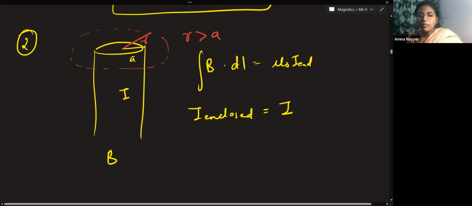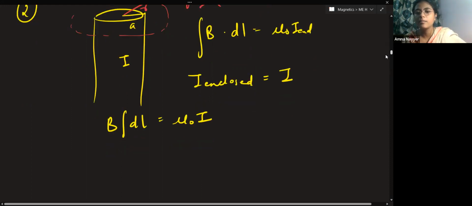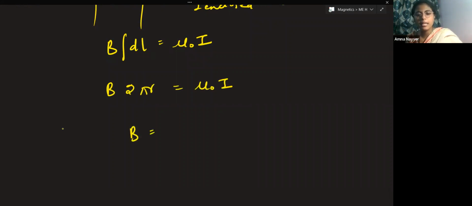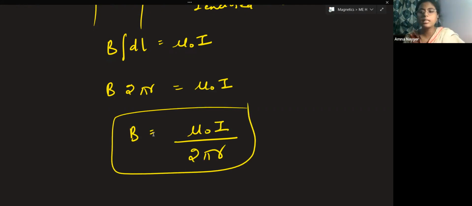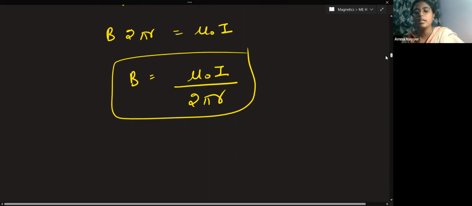And now the derivation will be what? This will be B dl is equal to mu naught I. This part we have already done when we were discussing that. So B times 2 pi r is equal to mu naught I, and the magnetic field from here is mu naught I divided by 2 pi r. Got it, class? These are the two cases. So it is independent of the radius.